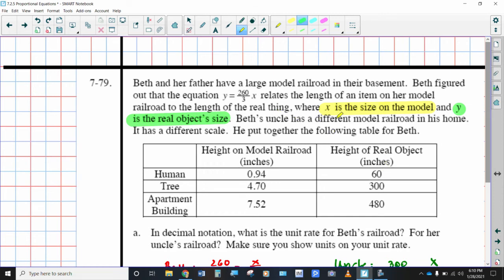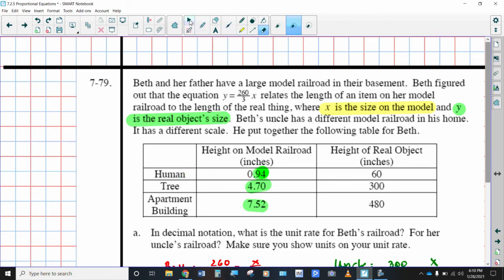Okay, so Beth's uncle has a different model railroad in his home. It has a different scale. He put together the following table. Okay, so this applies to Beth's uncle right here. So it looks like the real object in real life would be 60 inches. It's a little bit less than an inch here, right? And a tree that is 300 inches in real life is 4.7 inches on his model. And an apartment building, which is 480 inches in real life, I wish they would give that in feet, but we're sticking to inches, would be 7.52 inches in the model.